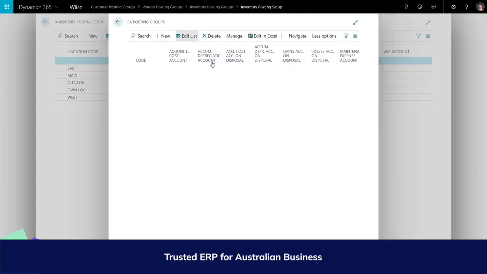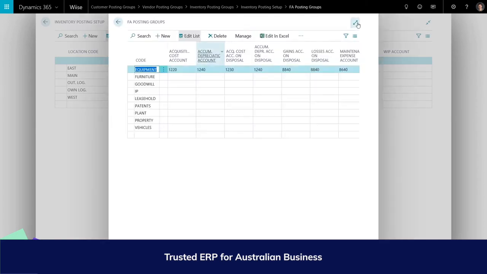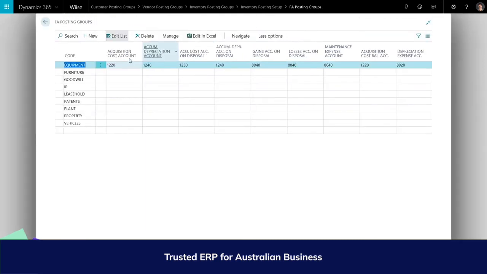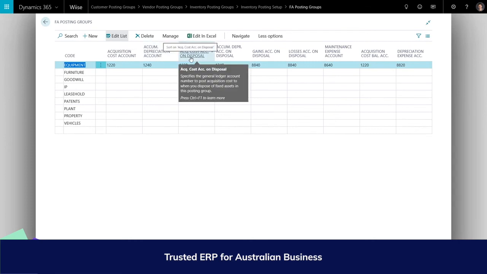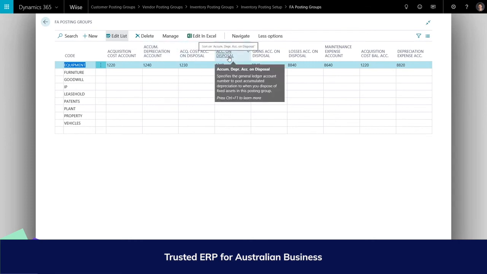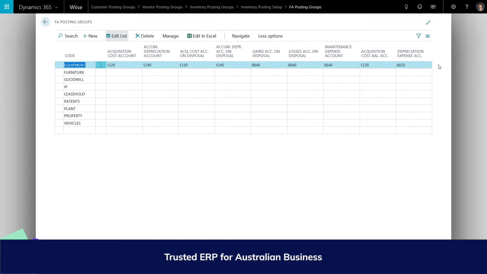Fixed assets posting setup allows for the mapping of the 4 different types of expenses and costs that could be incorporated against the fixed asset module. Examples of this include acquisition costs, accumulated depreciation amounts, acquisition costs on disposal, accumulated depreciation on disposal, gains on disposal, losses on disposal, maintenance expenses, and depreciation expenses.